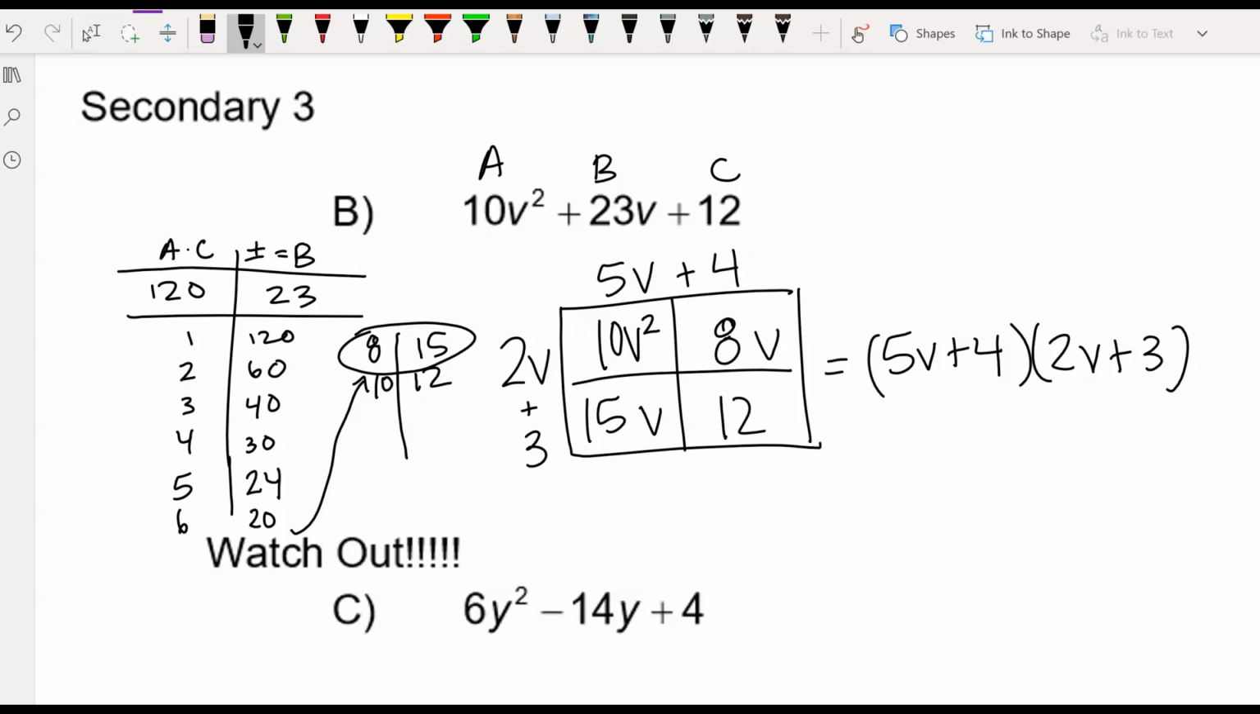And then this one was a long one because you had to figure out all of your factors of 120. So always, if you have a big number, just start with 1 and then go down your list to see which numbers will work.